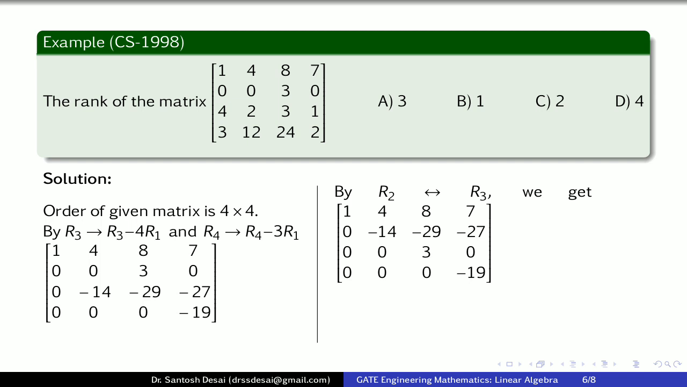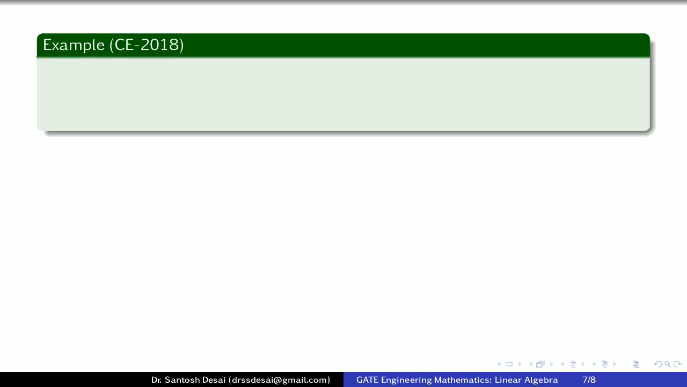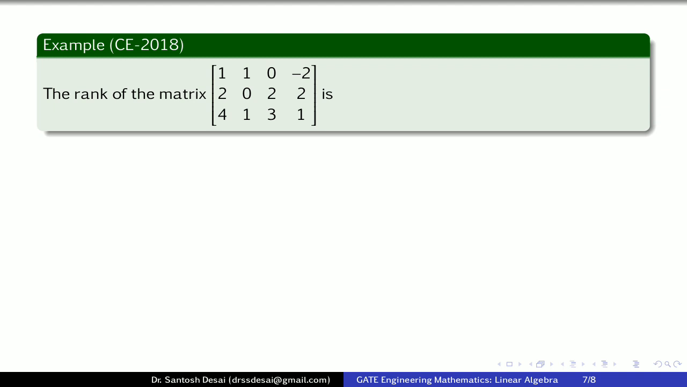So this is the required echelon form, and if it is in echelon form, then the rank is obtained just by counting the total number of non-zero rows. So here the non-zero rows are 4, and therefore the rank of the given matrix is 4. Now consider one more example, the rank of the matrix. Here a rectangular matrix of order 3 by 4 is given, and the options are 1, 2, 3 and 4.